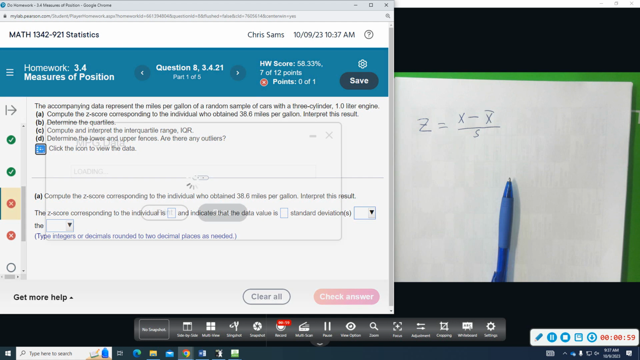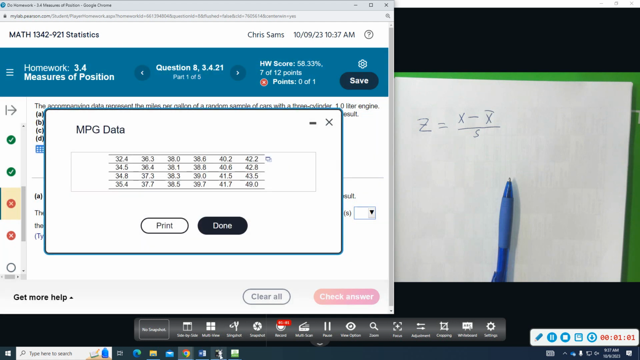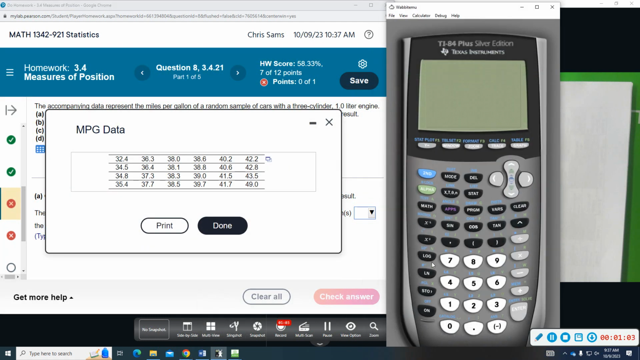Now, I've already pre-entered the data into the calculator. So you would turn it on, you would go to Stat, I would hit Enter on Edit, and then I just typed each of these numbers one at a time. Take your time, go back and double check, make sure you didn't make any data entry errors. That's the most common incorrect response.